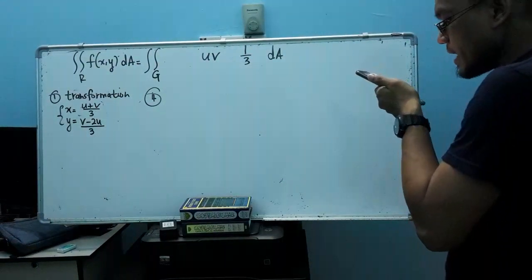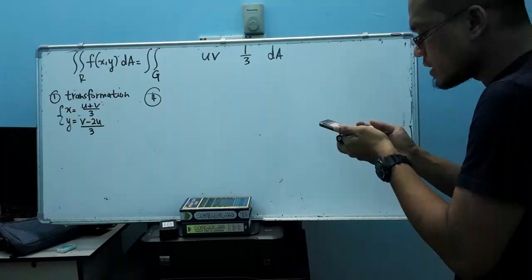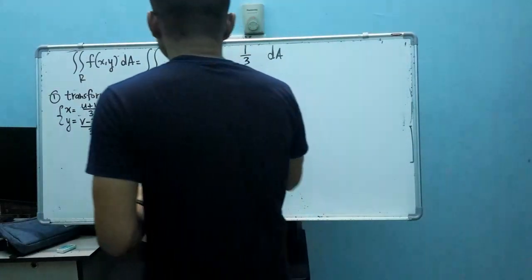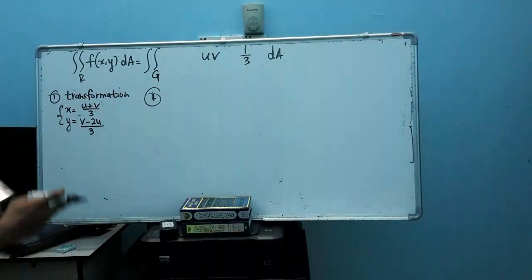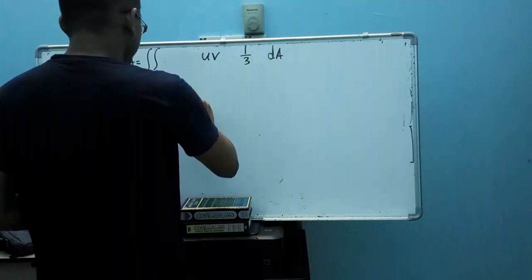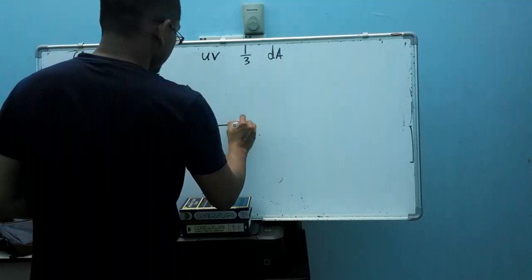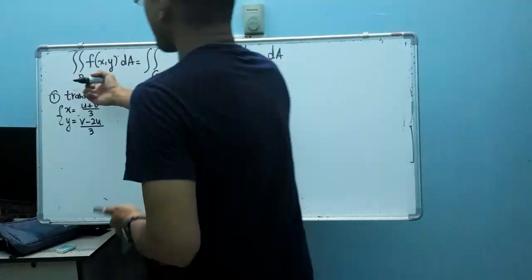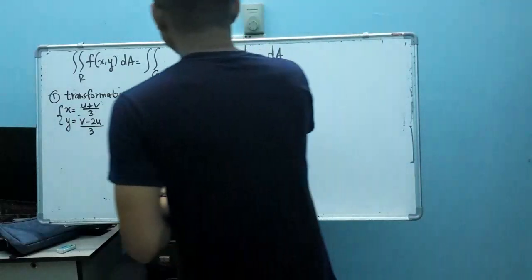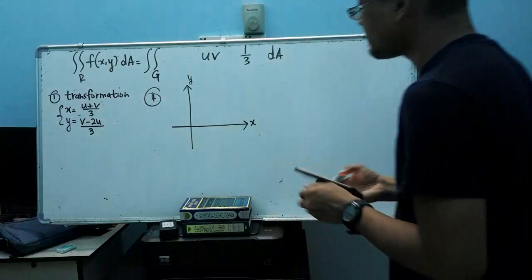It's already given that our R here is in the first quadrant bounded by these four lines. So first of all, let's sketch our R first. What is our R? Our R here is a closed region in the XY plane. So now I will have Y and X here.